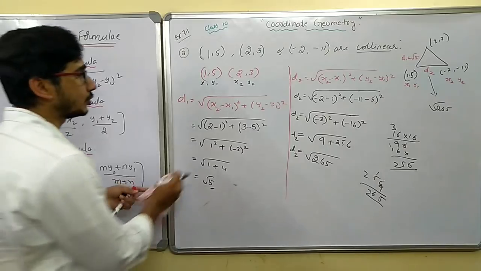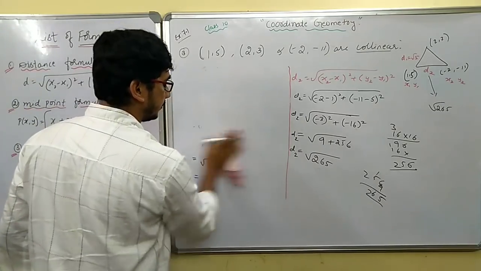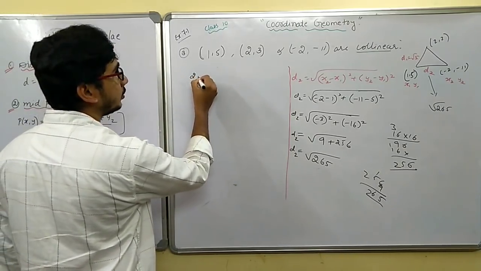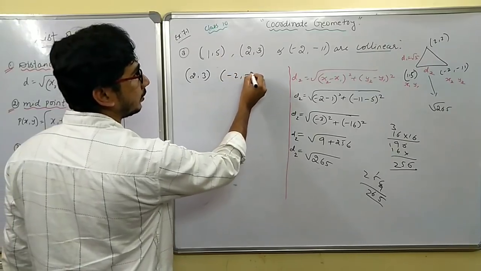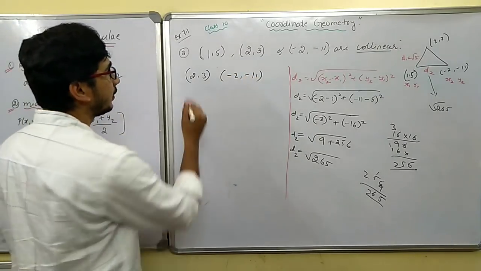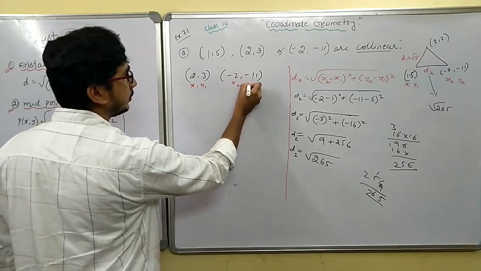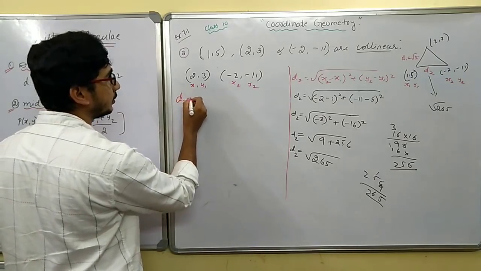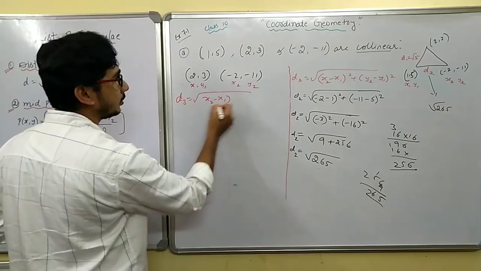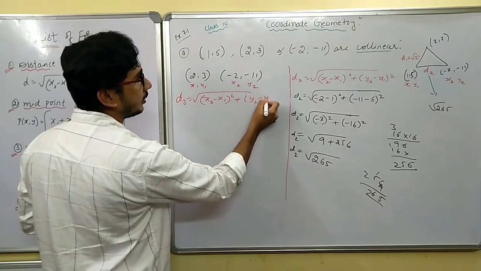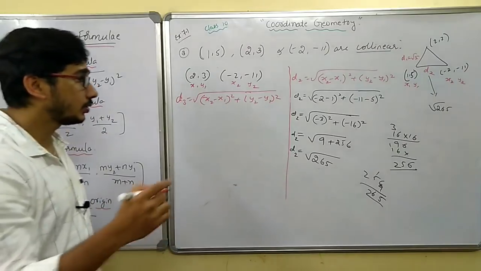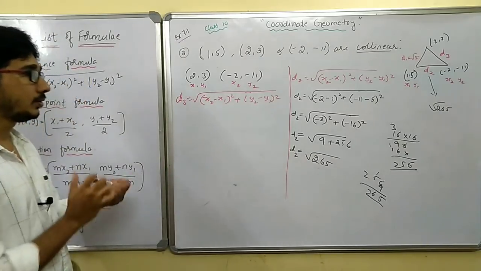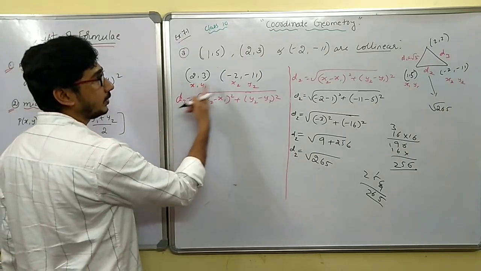I have to find that distance. I'll erase this side portion. I'll take the points 2 comma 3 and minus 2 comma minus 11. I'll write this as x1 y1, this as x2 y2. I have to write the formula, right? d3 is equal to root of x2 minus x1 whole square plus y2 minus y1 whole square. I have written the formula, so I am finding distance 3 here.